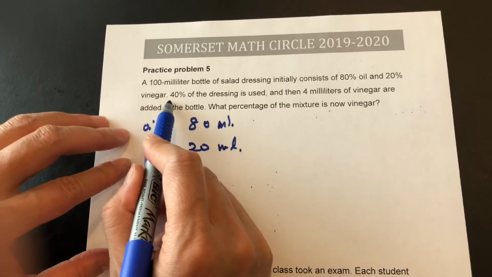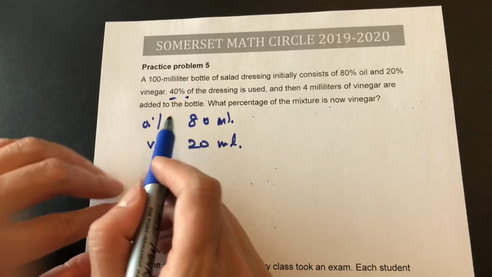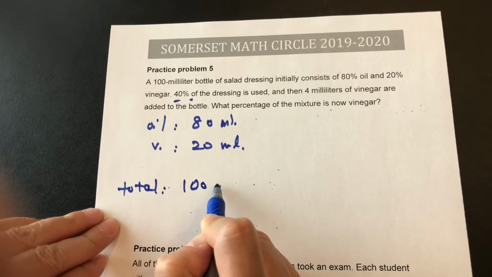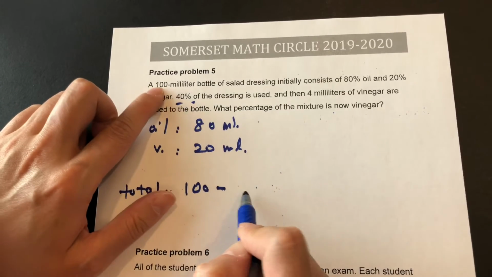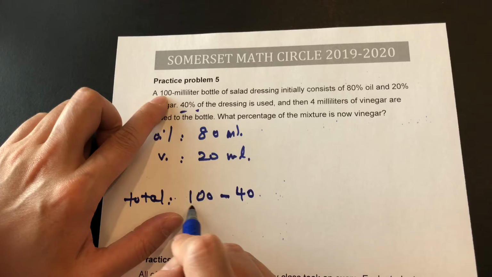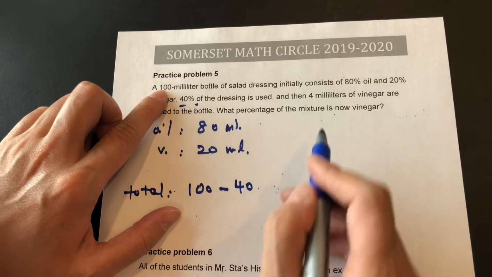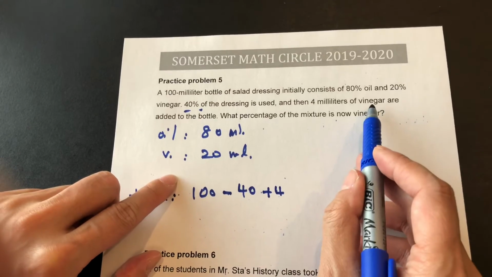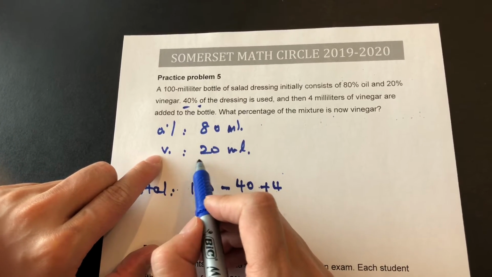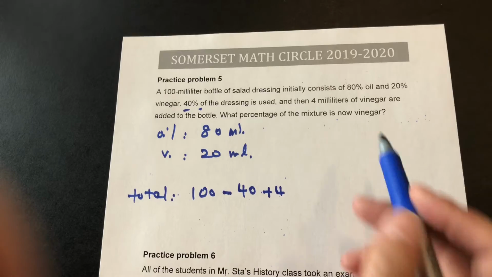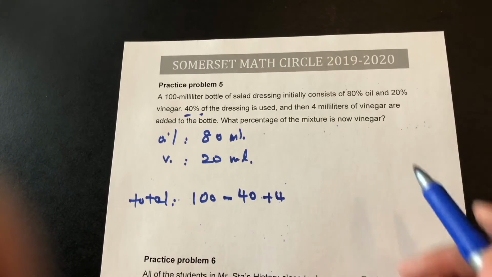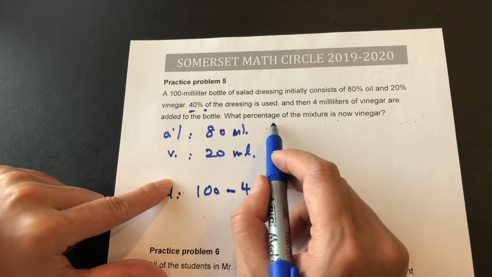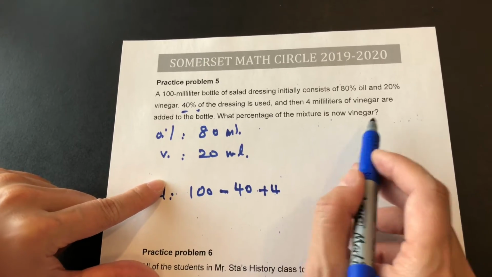Then a total of 40% is used. Therefore, the total is 100 milliliters minus 40%. So that's 60 milliliters left. And then you add 4 to it. Okay, 4 milliliters of vinegar. So originally you have 20. Then you will add 4 to it. So the final question is, what percentage of the mixture is now vinegar?